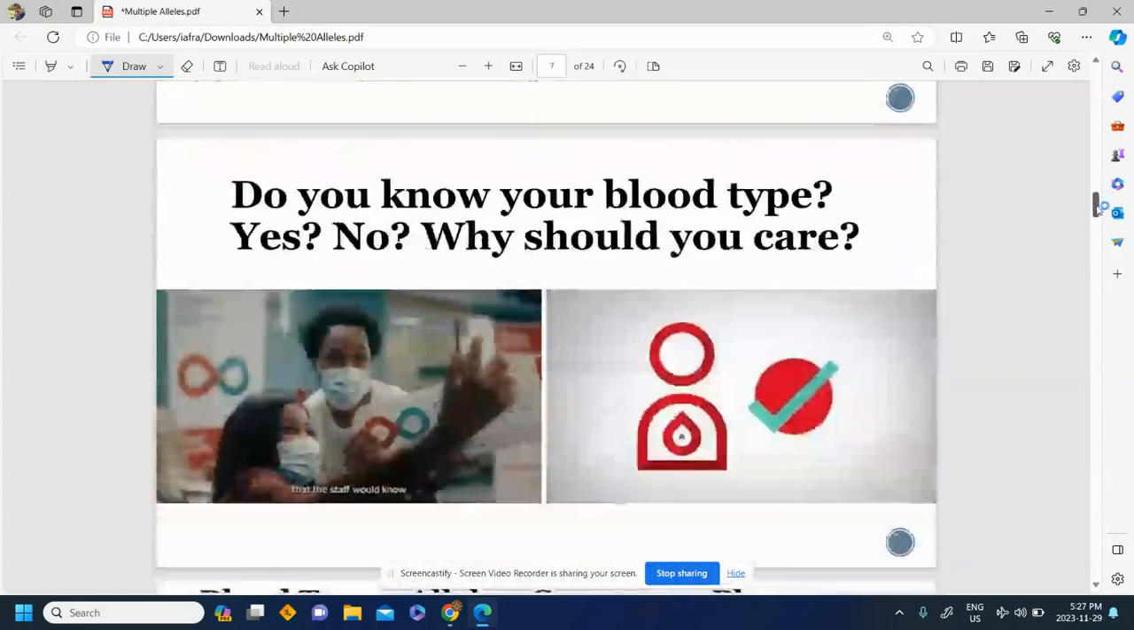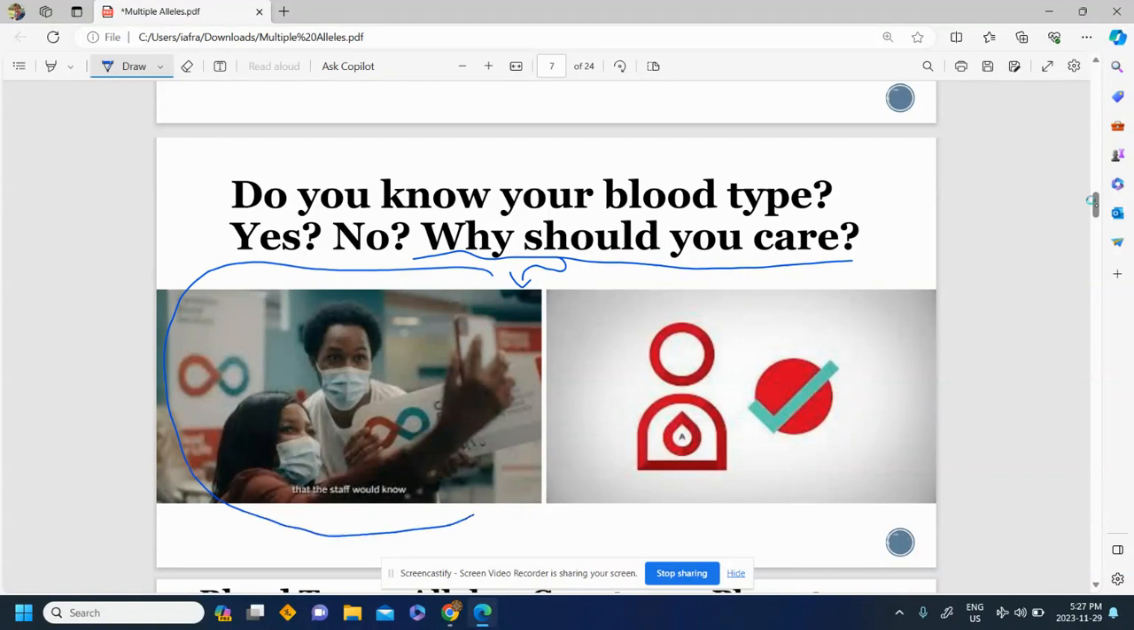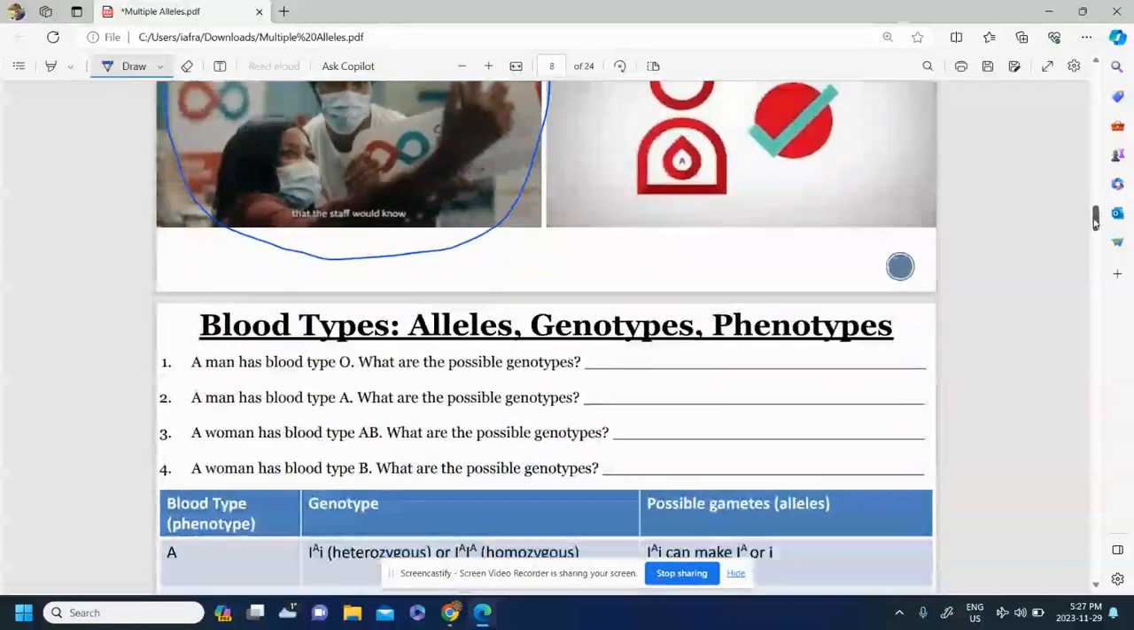So do you know your blood type? If you do, think about it. If you don't know it, or if you do, why should you care? So when you're looking through the slide deck, take a look at the video that's included here so you can get an idea as to why you should care about your blood type. Some people donate blood and that saves lives. And there's certain blood types that are in demand because we don't have enough of it for people who need blood to survive. So watch that video and understand why it's important to know your blood type.